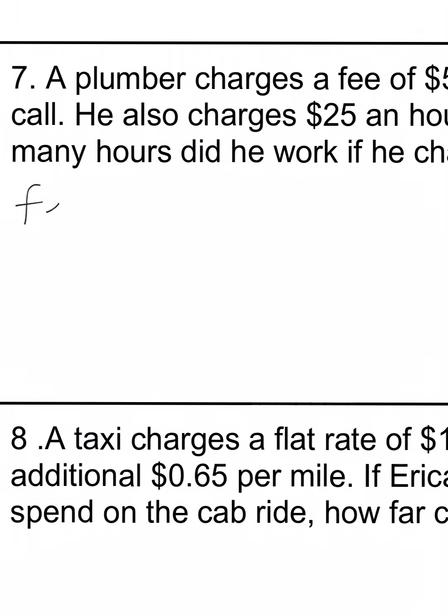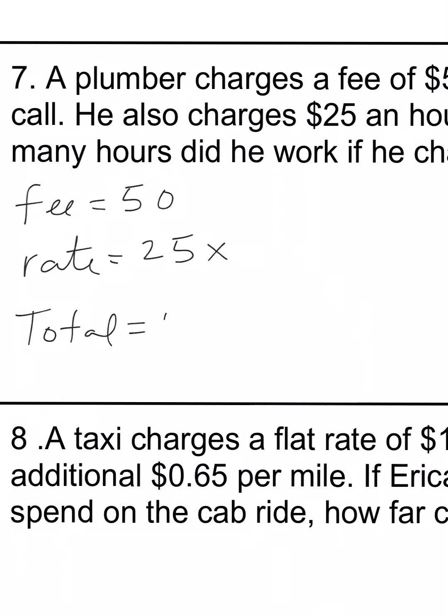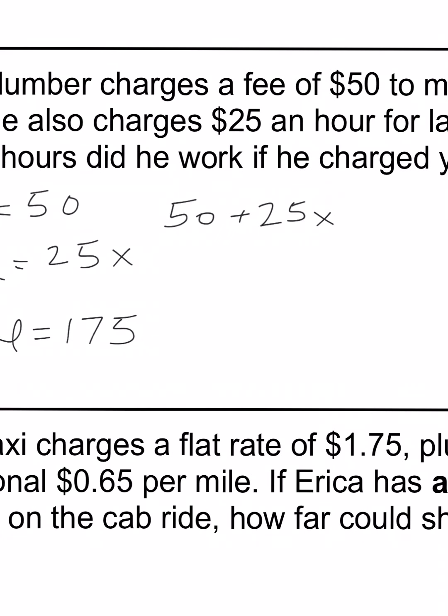So the fee is $50. The rate is $25 times how many X hours he's going to charge you. The total that he charged you was $175. So the equation would read 50 plus 25X equals to 175.